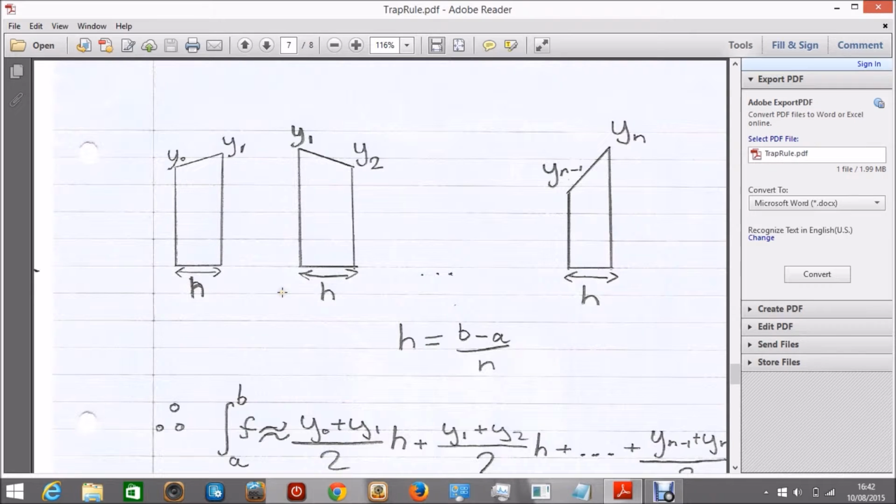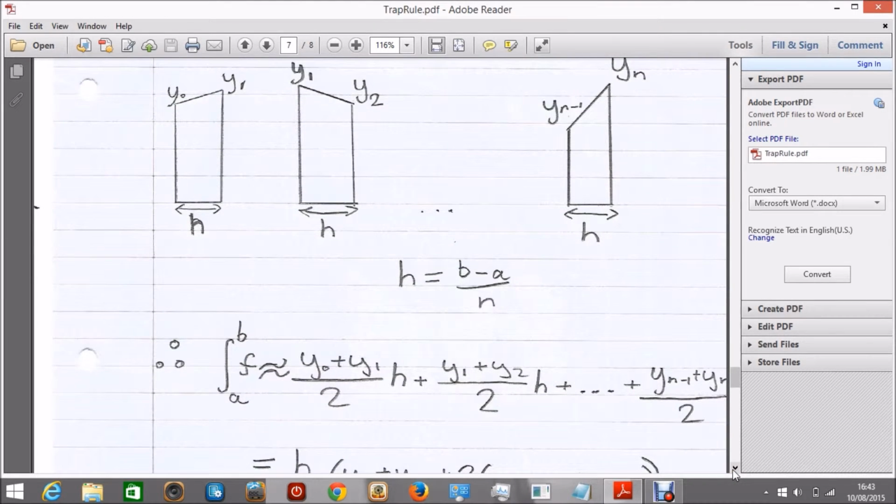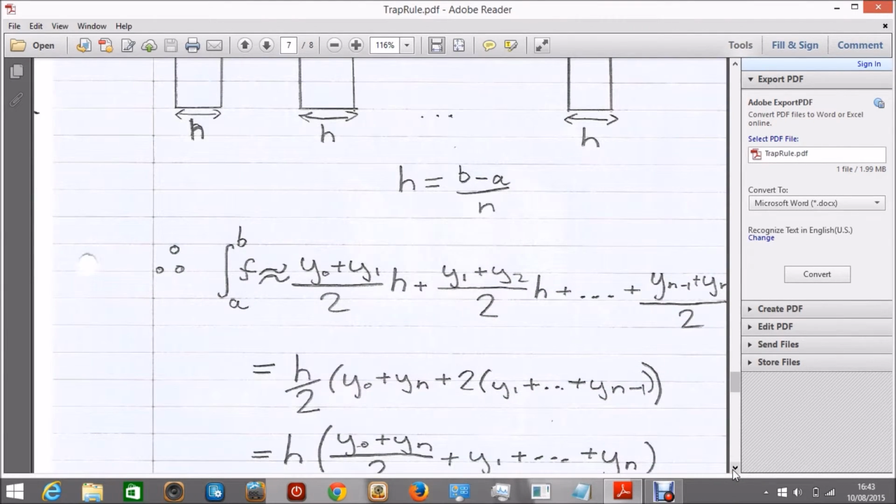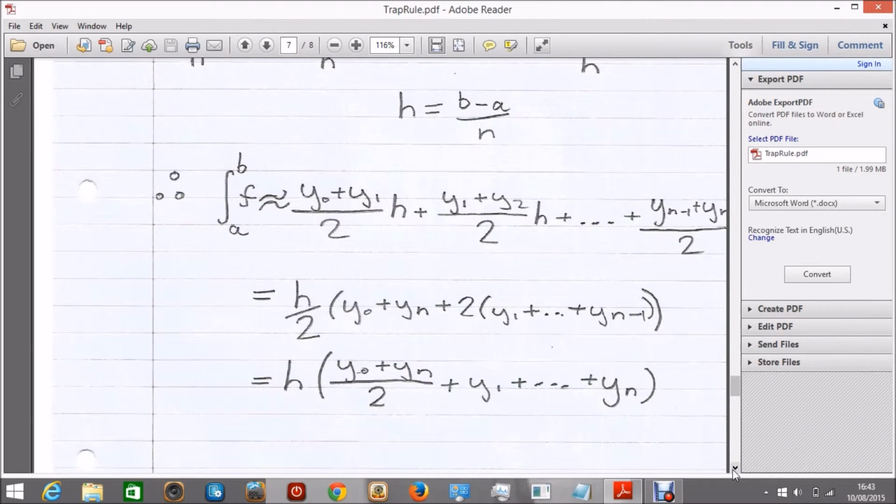Now you'll know that assuming you've split it so that the strips all have the same width, and the question will expect you to do that, then the width is given by (b minus a) over n, and therefore your estimate should be the following: (y0 plus y1) over 2 lots of h plus (y1 plus y2) over 2 lots of h, up to and including (yn minus 1 plus yn) over 2 lots of h, which simplifies to this thing here, which simplifies to this thing here.